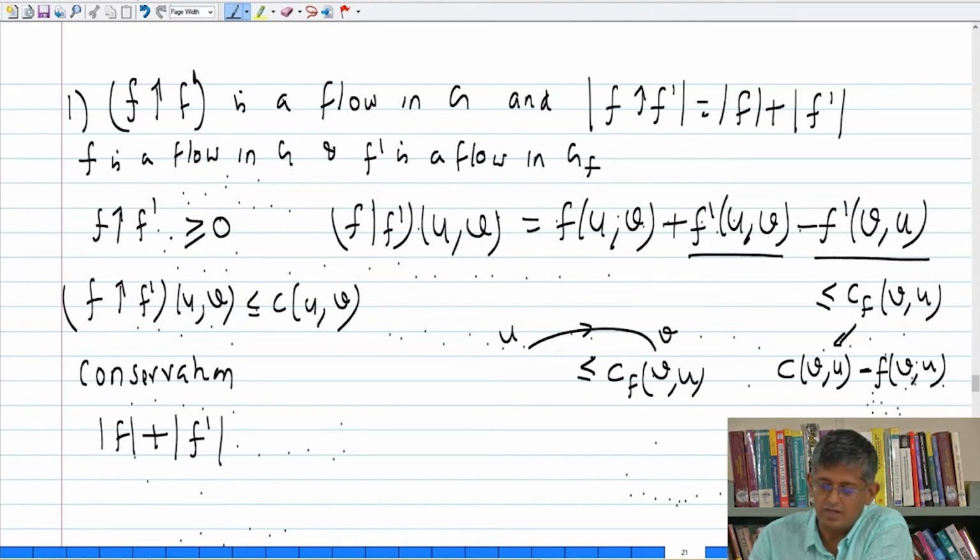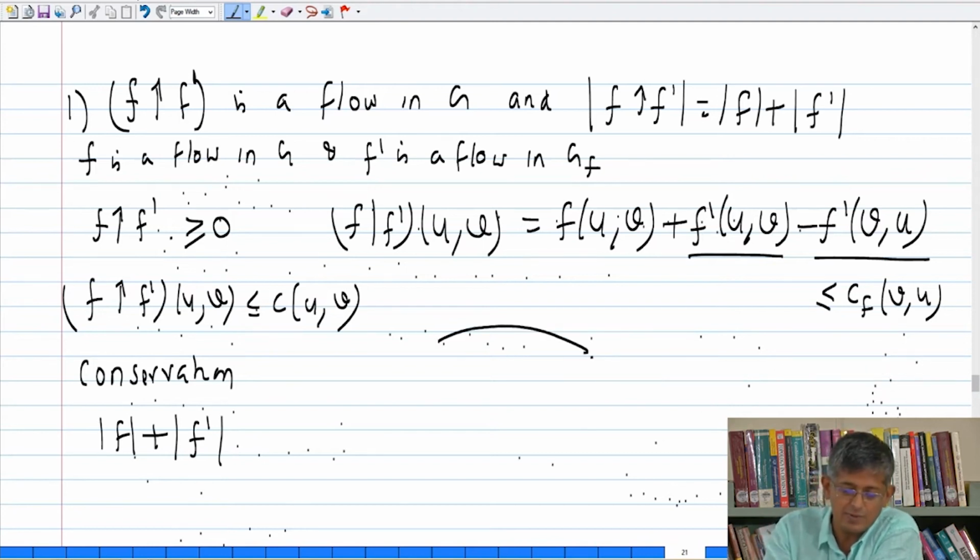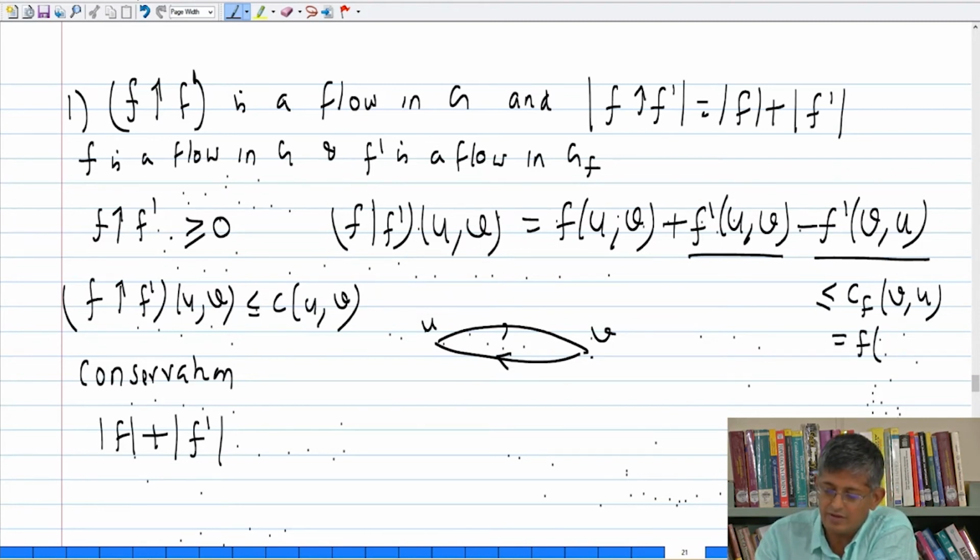Oh, the edge is uv only, right. Yeah, I am sorry, yeah, I got it, right. So let us just recall this. I am looking at this particular edge uv, and so therefore this would have actually been equal to f of u comma v. So let us just look at it. This is the definition of the residual network.